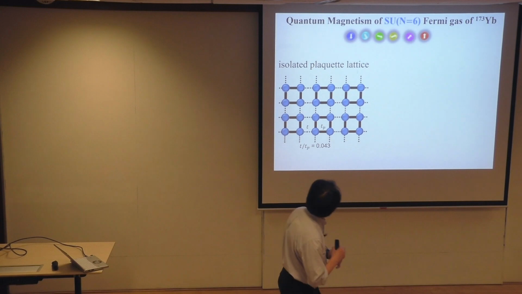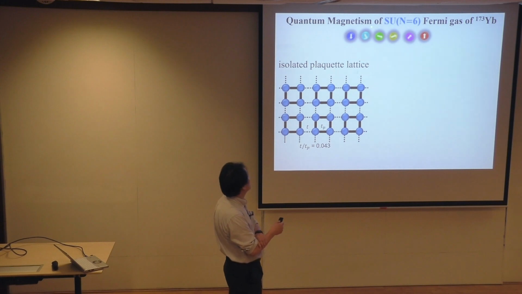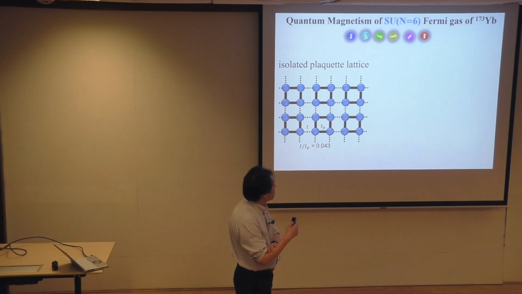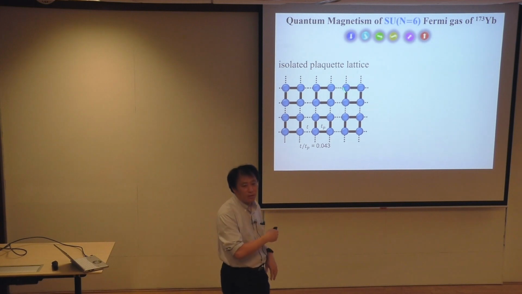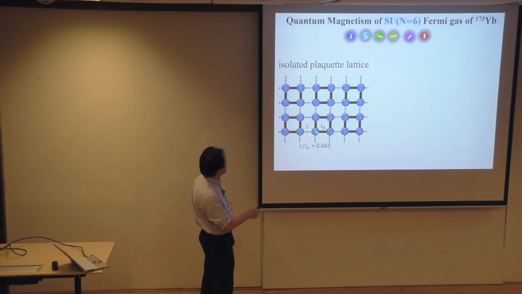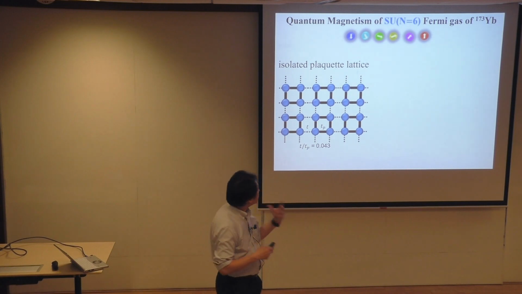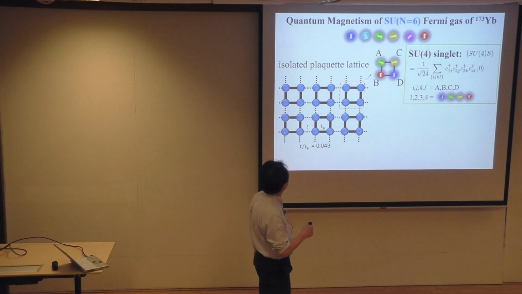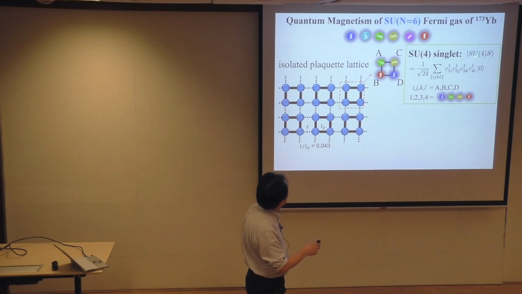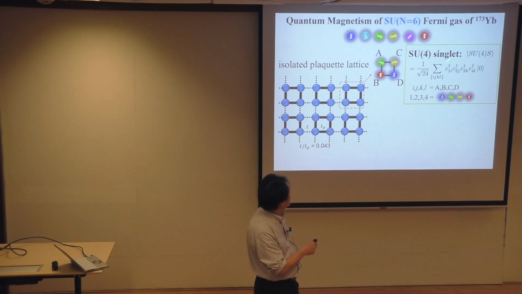And we also recently studied the novel quantum magnetism of SU(6) Fermi gas by loading them into this isolated bracket lattice like this. Here, the inter-bracket hopping is much smaller than the intra-bracket hopping. Interestingly, the ground state of the 4 spins in the bracket lattice configuration is the SU(4) singlet state, expressed like this by using the fermion creation operator, C dagger.